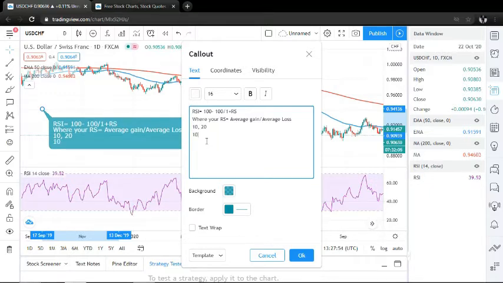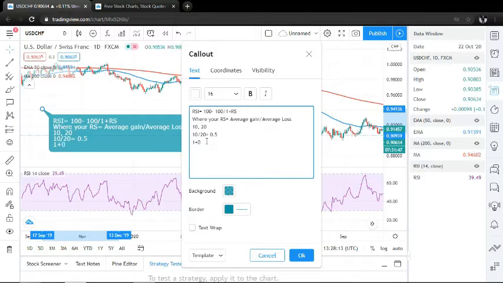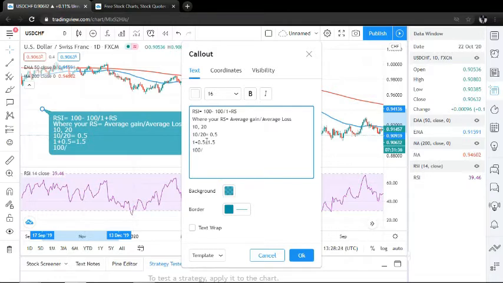Now, let's say this is 10 divided by 20, then our answer would be 0.5. So we have our RS as 0.5. Then 1 plus RS, that would be 1 plus 0.5, which gives us 1.5. So 100 divided by 1.5. Remember, you don't need to do all of this because your computer does it for you. So we have 66.66 or 66.67, like that.